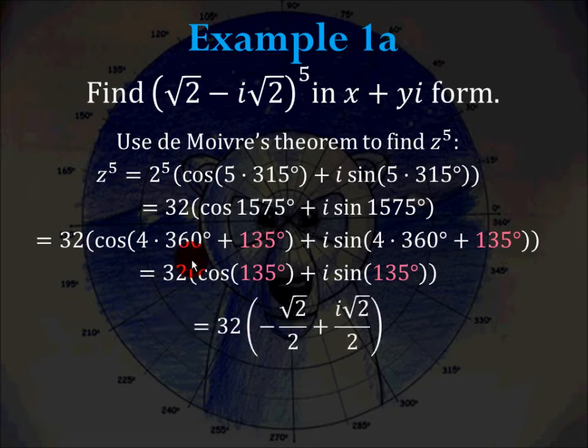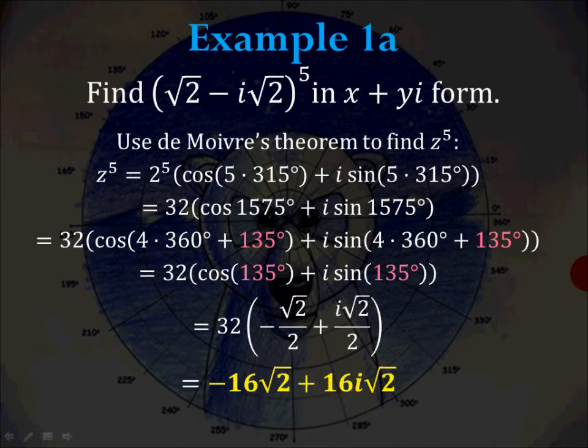Now, what you have to do to convert this into x plus yi form is figure out what cosine of 135 is and put that back in. So that's negative radical 2 over 2. Sine 135 is positive radical 2 over 2. That's multiplied by i. And now you redistribute this 2 to the fifth, 32, to get your answer. So if you distribute the 32, you get negative 16 radical 2 plus 16i radical 2. And that's what radical 2 minus i radical 2, quantity to the fifth power, equals.